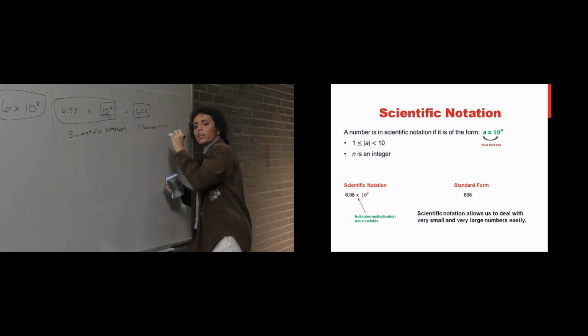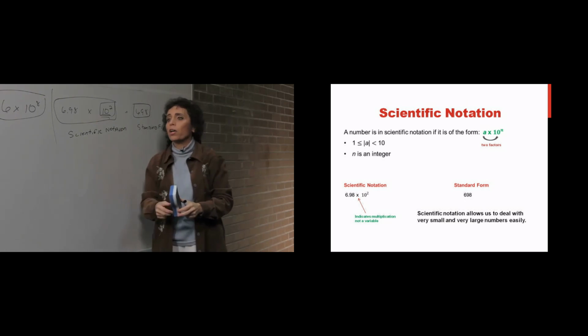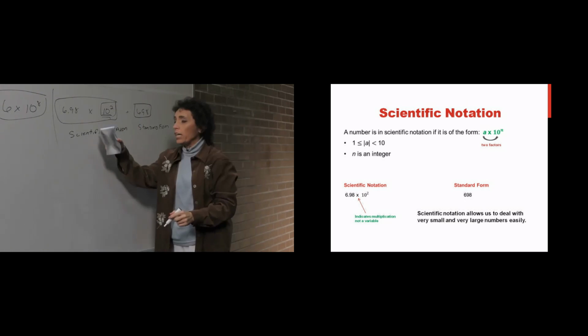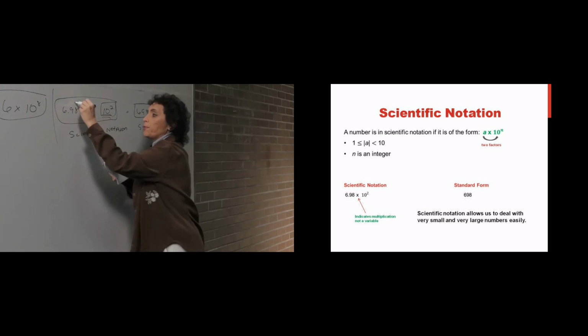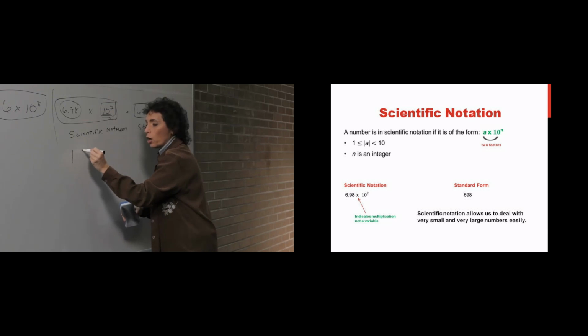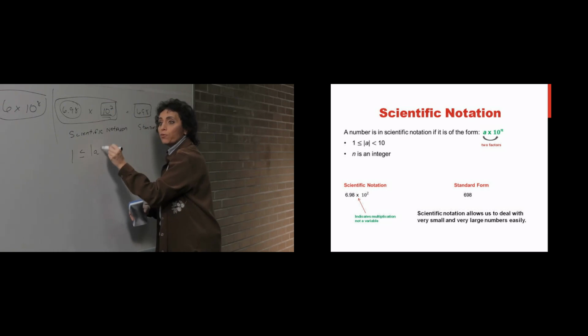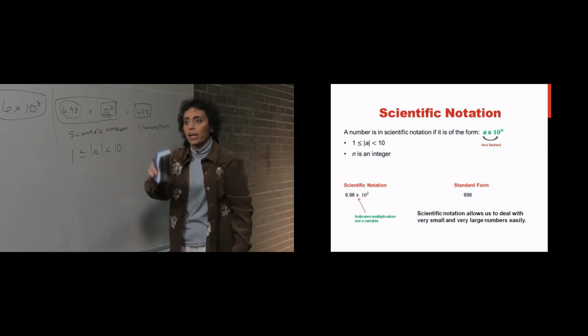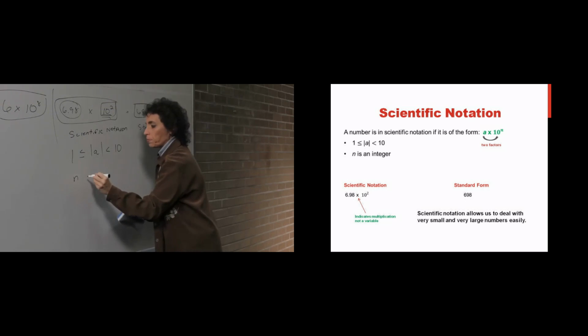So if we take a look at the next slide in your workbook, it defines for you scientific notation. In scientific notation, the number A has to be between 1 and 10, including the 1. That's why it says 1 is less than or equal to the absolute value of A, which is less than 10. We're going to talk about that. And then it says n must be an integer.